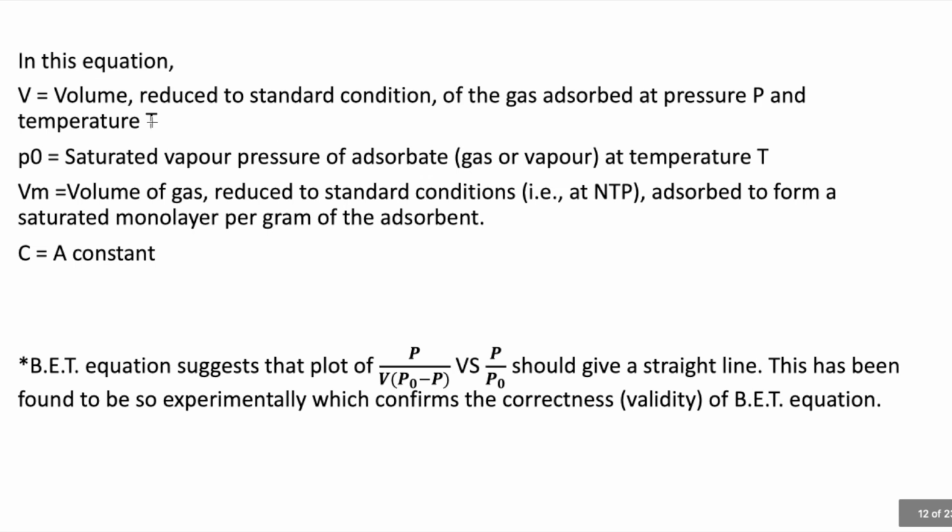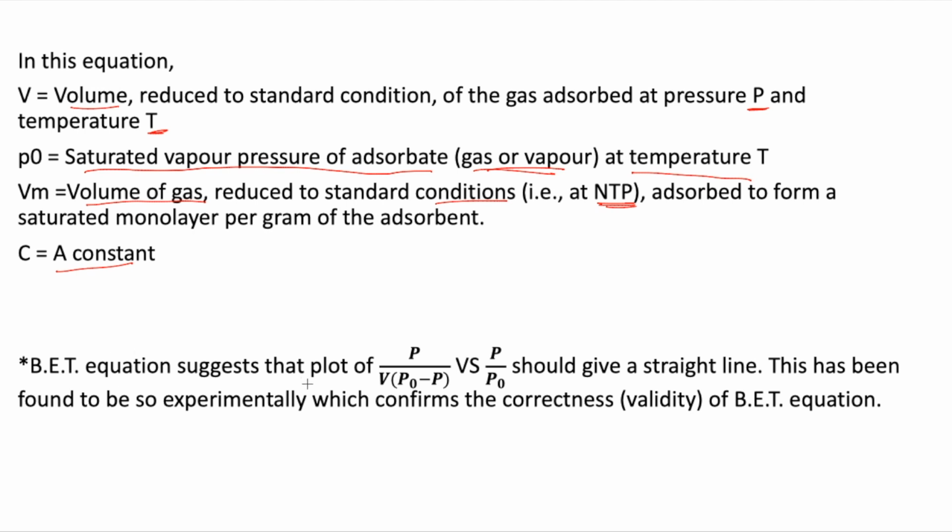What are the terms over here? V is the volume, reduced to the standard condition, of the gas adsorbed at some pressure P and some temperature T. So P is the pressure, T is the temperature, V is the volume. P naught is the saturated vapor pressure of the adsorbate, that is gas or vapor, whatever you have, at the temperature T. Vm is the volume of the gas reduced to standard condition at NTP, adsorbed to form the saturated monolayer per gram of the adsorbent. So Vm is basically the volume of the gas required to form the monolayer, and C is a constant.